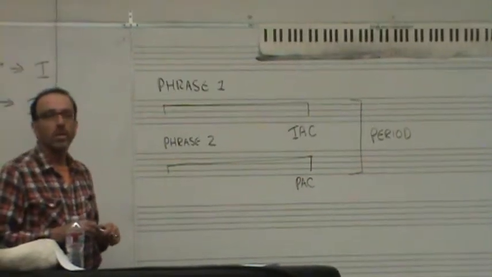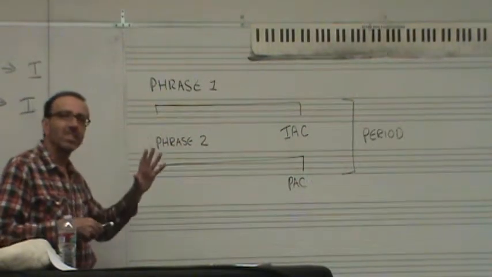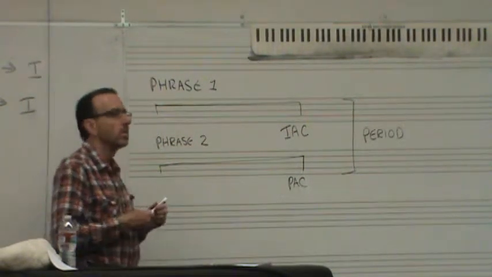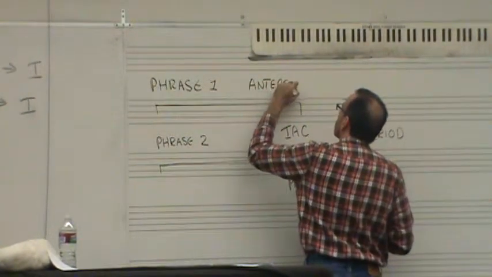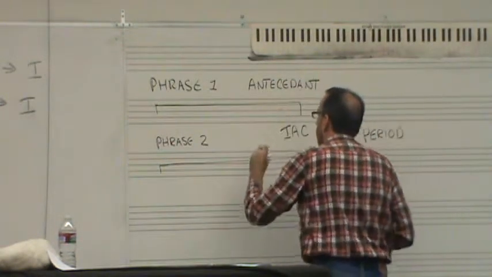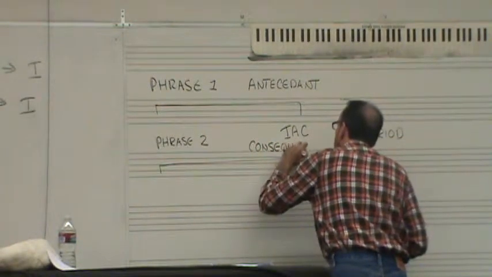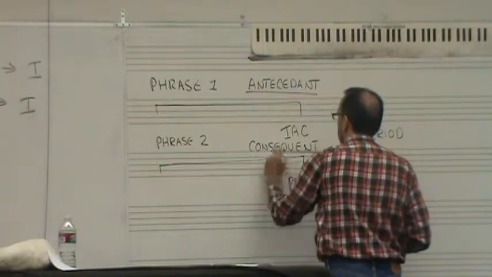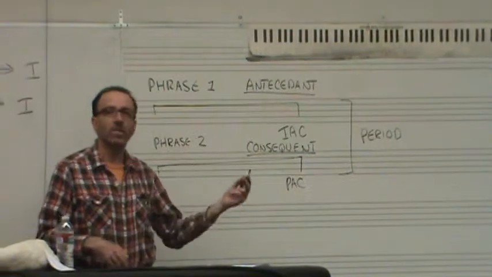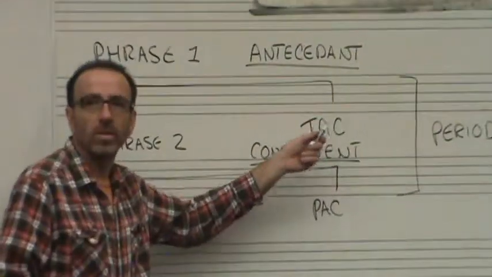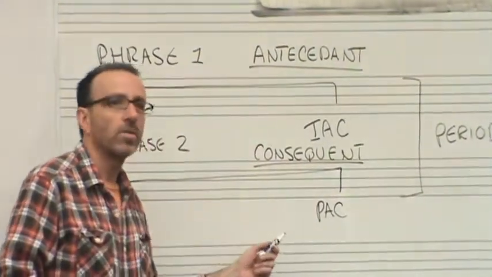Everybody okay with that? Now the other thing we talk about in terms of phrase structure is something called antecedent and consequent. The antecedent phrase is the one that kind of asks the question or leaves you with the half cadence or the imperfect authentic cadence. And the consequent phrase is the one that finishes off the thought.